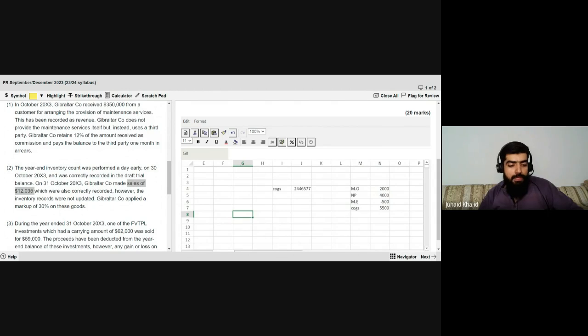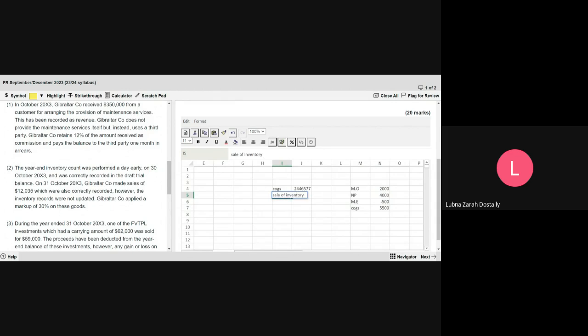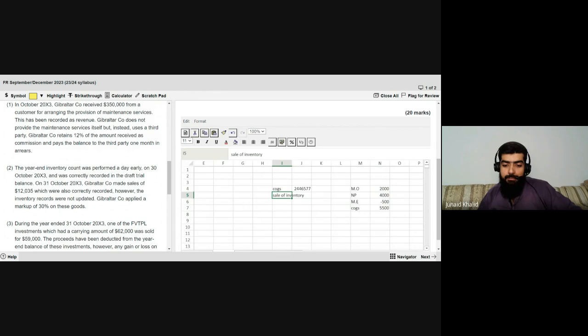So the company made a sale of $12,035 and we sold that inventory. Now, if we sold that inventory, what do we have to do? We need to remove the inventory, true or false? True. And if we reduce the inventory, then the cost of goods sold will increase. So the sale of inventory will be adjusted over here, and this should have been added up. Am I right? Yes.